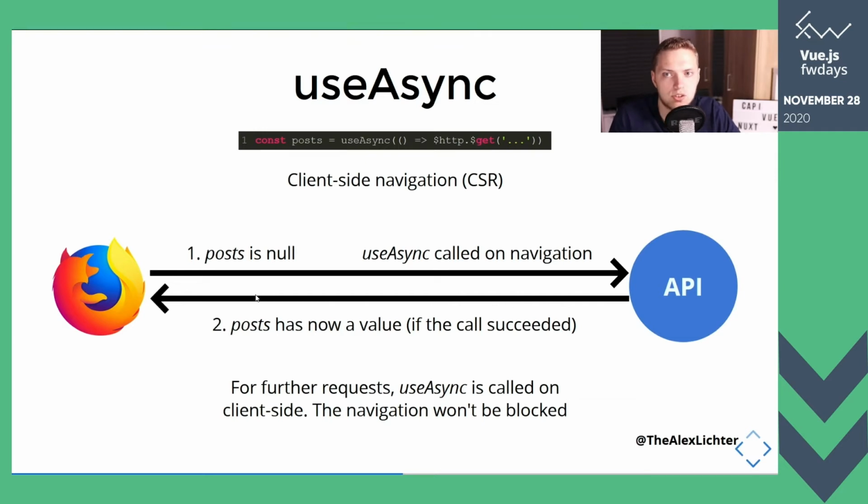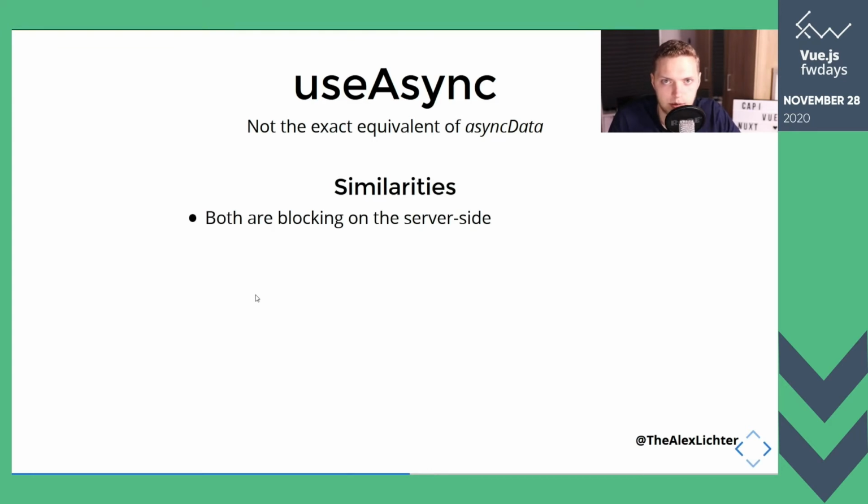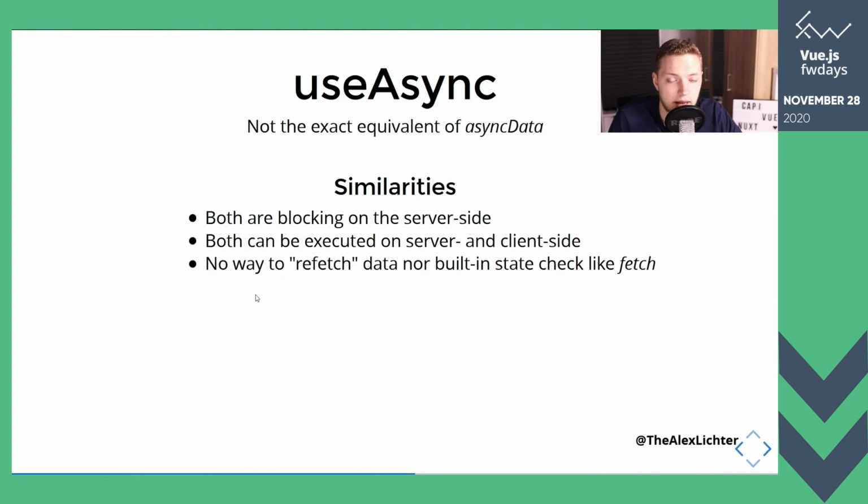And this is one of the major differences to async data. So that's why I say it's not the exact equivalent of async data, but kind of. They're quite similar. For example, they're both blocking on the server side because we want the result to be in the HTML there. And both can be executed on the server or client side, depending on what's needed. So never on both sides on the same request, but yeah, as we just saw. And there is no built-in way to refetch data, nor some state check like fetch. I mean, you can always check for the ref and say if ref is not null, then do something, but fetch has some more advanced state checking.